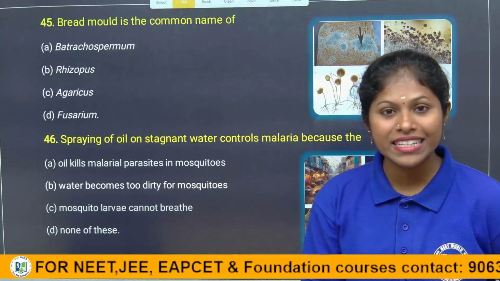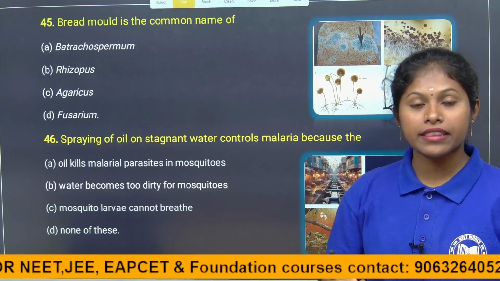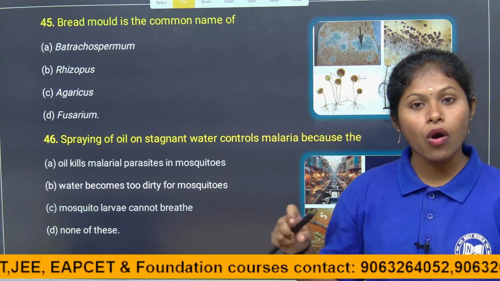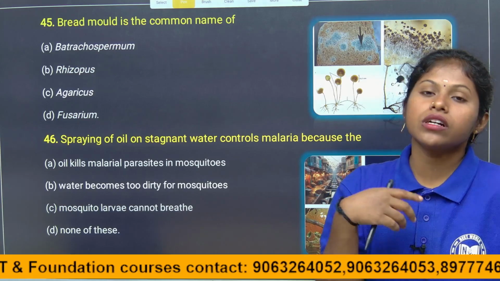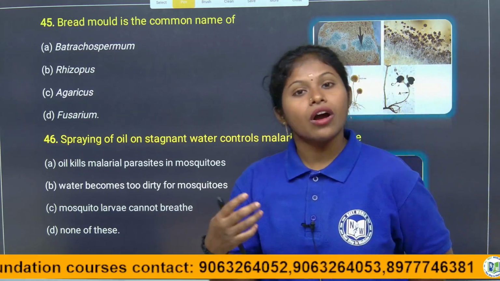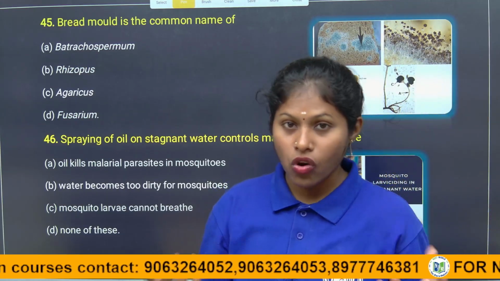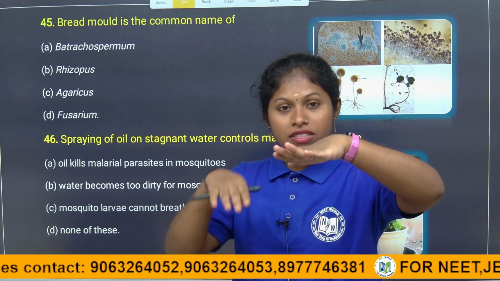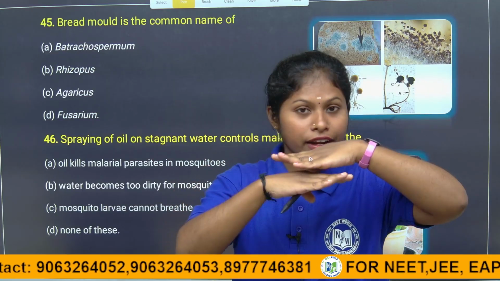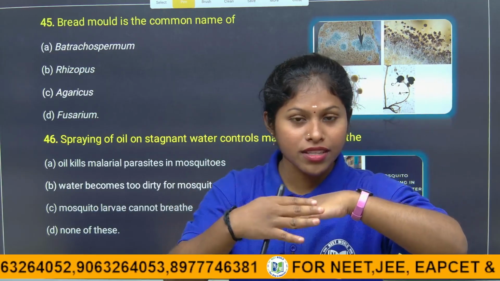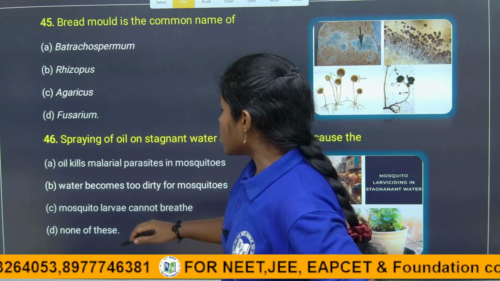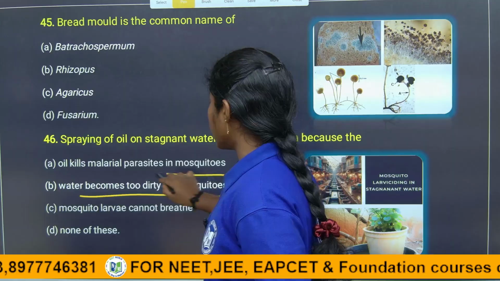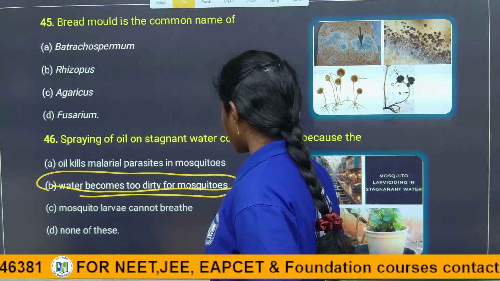In the larval stages, the breathing will happen. So in the water, they will take the oxygen. When you pour the oil in it, how will the larvae or eggs survive, because there is no oxygen? Between the stagnant water and the atmospheric oxygen, a layer is formed when we pour the oil, right?